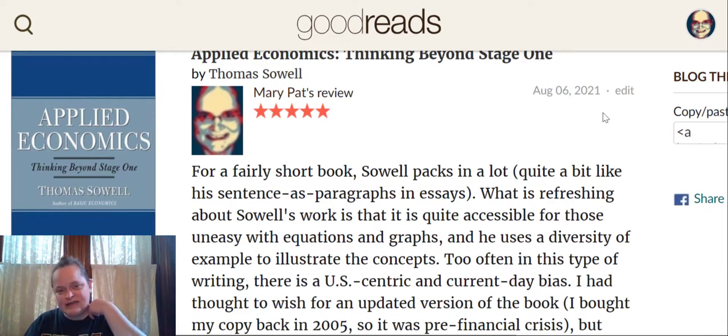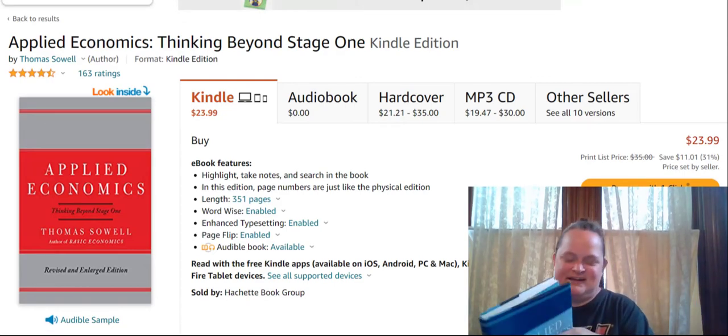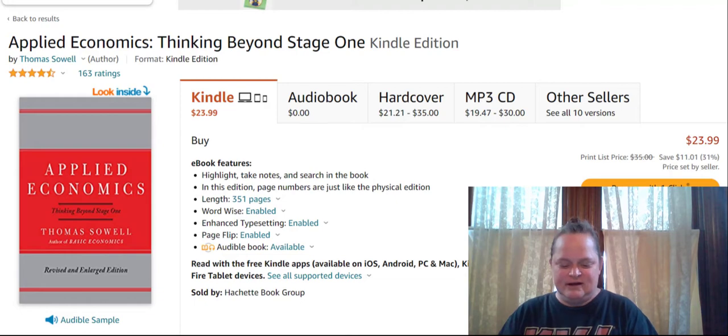Too often in these kinds of books, and this type of writing, it's very US-centric and very present-day centric. I had almost wanted to complain, I wanted an updated version of the book, and there is evidently a revised and enlarged edition of the book, but I'm not going to buy another one. I don't really need more examples.